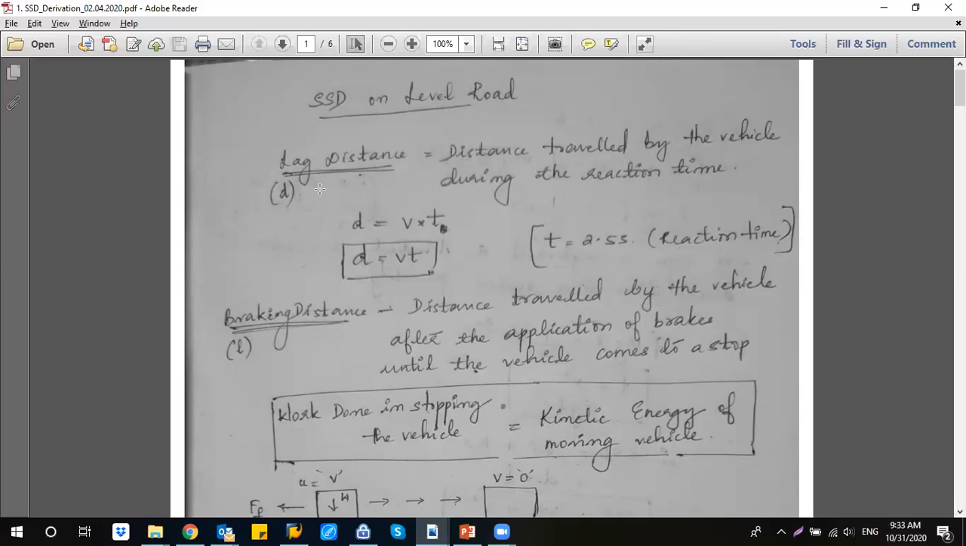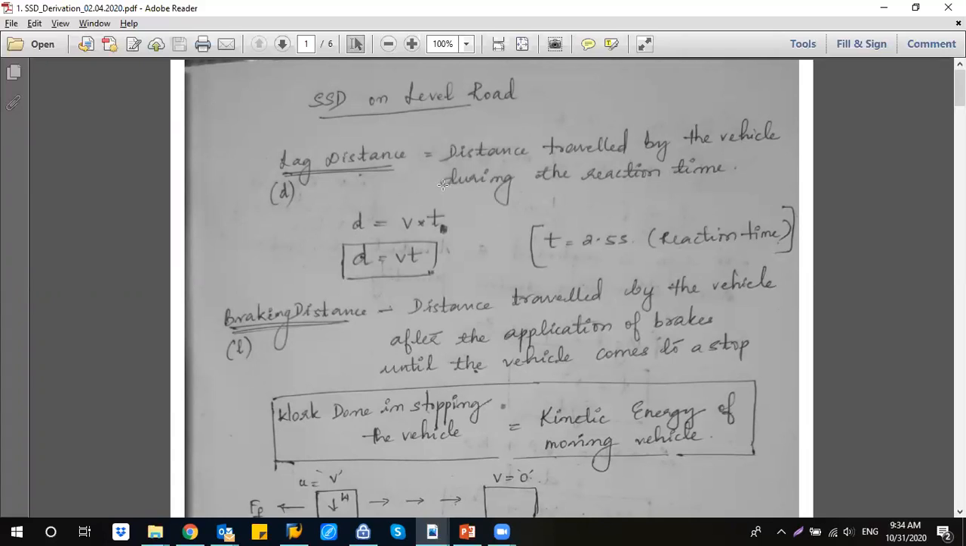I'll just finish up this portion first. You know speed is distance by time. That is a basic fundamental formula you would have studied in physics. Speed is distance by time. From that, I can definitely calculate distance, which is nothing but speed times the time.